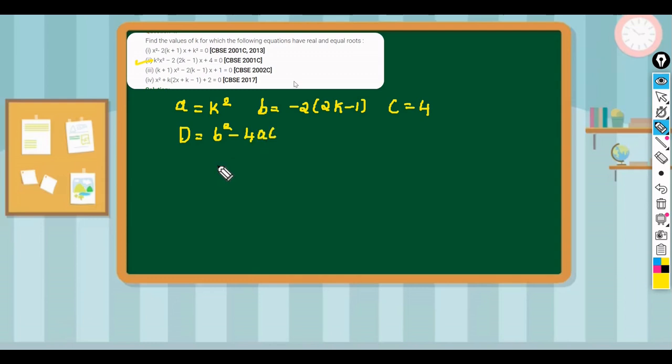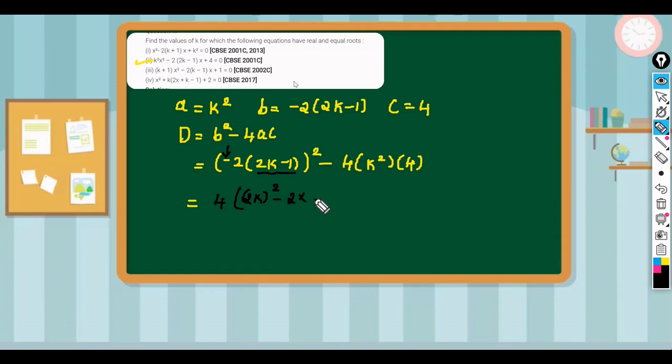So d is equal to b square minus 4ac. What is b square? Minus 2k minus 1 whole square, minus 4 into a is k square and c is 4. So let's again apply the same basics we did. Minus I will square first, I will get plus 2 square, that is 4. Then to this I will apply the a minus b whole square formula, which will be 2k whole square minus 2 into 2k into 1 plus 1 square.